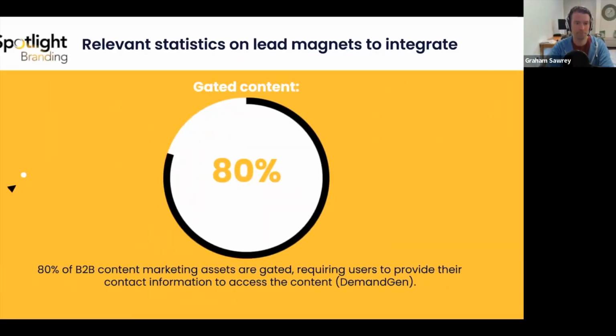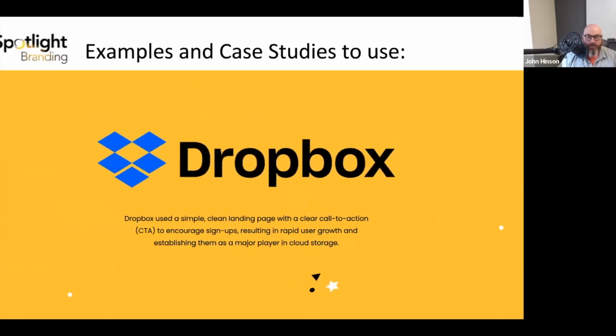80% of B2B content marketing assets are gated. I still see this a lot in B2C as well. I can't remember if that stat's in here or not, but even if you're not B2B, still having some sort of gated content, gated meaning you require some sort of contact information to get it, is still really effective.